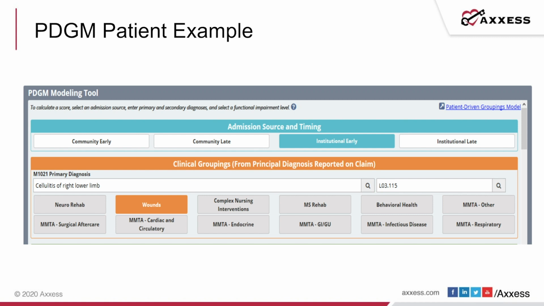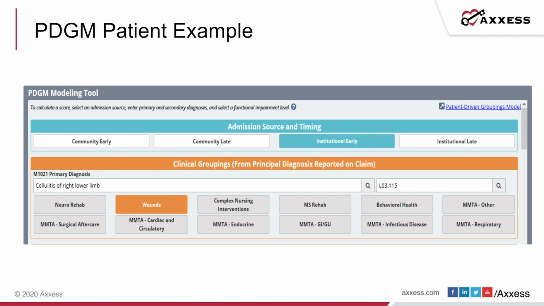All right, let's keep moving. So we're going to plug this patient into our PDGM resources here. In this case, it's the Axxess Home Health software. We're going to put this in as admission source and timing. We know that it's institutional early. We got the referral from the hospital, so the patient was in the hospital 14 days prior to the home health admission. That's what makes him institutional. This is also the first 30-day payment period, so this is an early episode for admission source and timing.